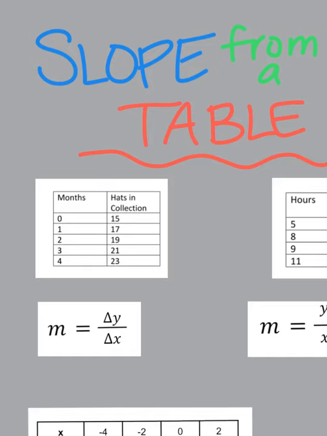The first thing you have to know about tables is that the first column is going to be your x values and the second column will be your y values. So we want to find out what's happening with our x values. We want to find out what the pattern is. Well, from 0 to 1, it went up by 1. So I can write plus 1. From 1 to 2, it's going up by 1. 2 to 3, and 3 to 4. So the change in the x is just plus 1.